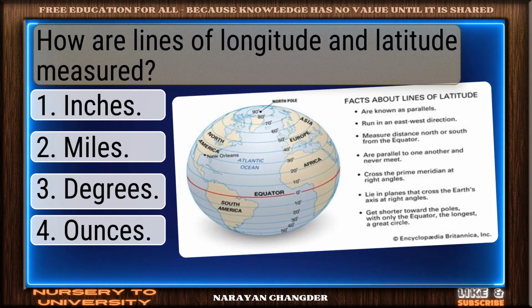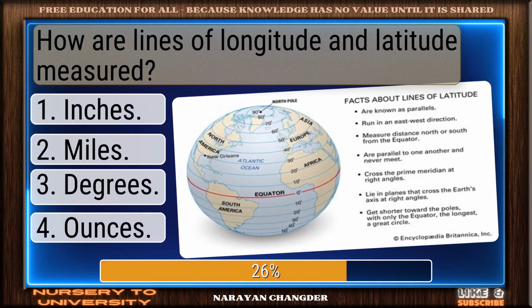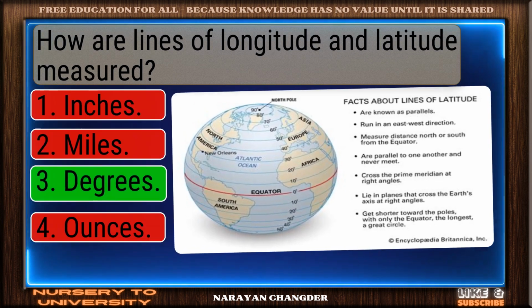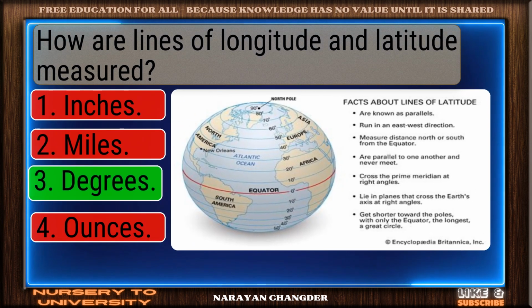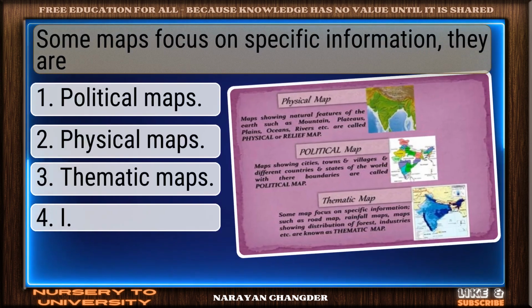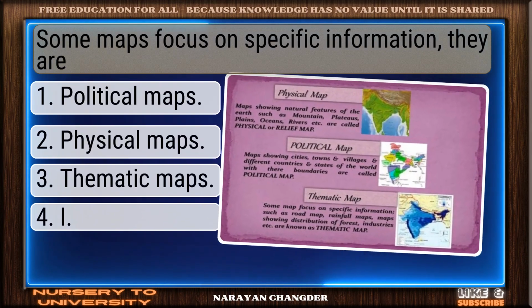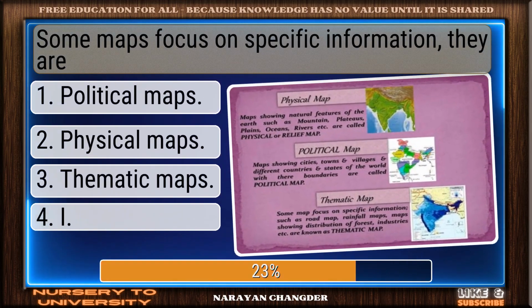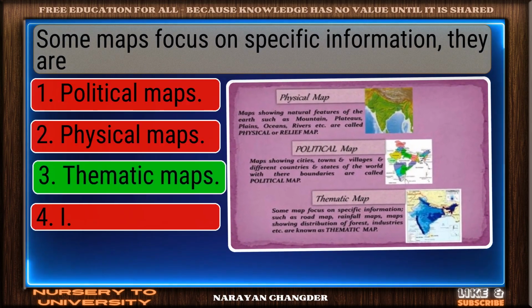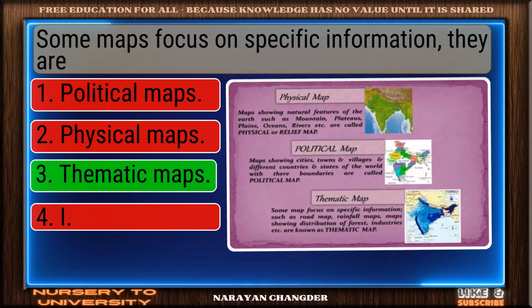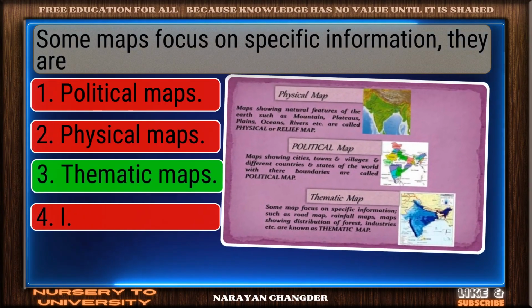How are lines of longitude and latitude measured? Excellent choice. Degrees is the right answer. Some maps focus on specific information. They are. Well reasoned. Thematic maps is the correct choice.